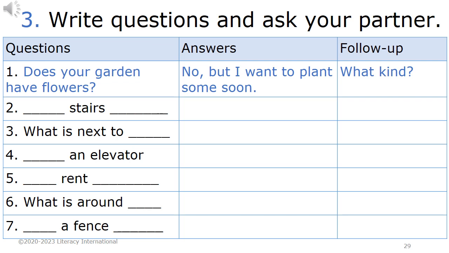3. Write questions and ask your partner. Questions, answers, follow-up. For example, 1. Does your garden have flowers? No, but I want to plant some soon. What kind? 2. Stairs. 3. What is next to? 4. An elevator. 5. Rent. 6. What is around? 7. A fence.